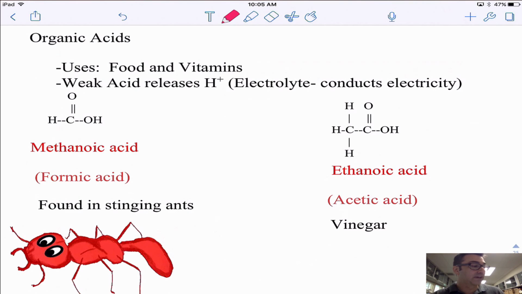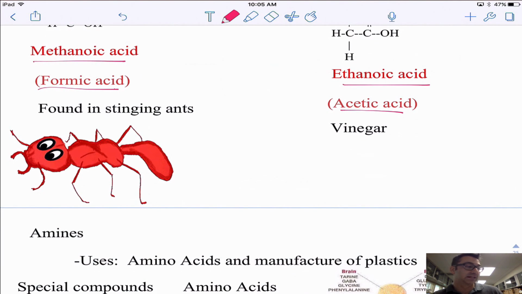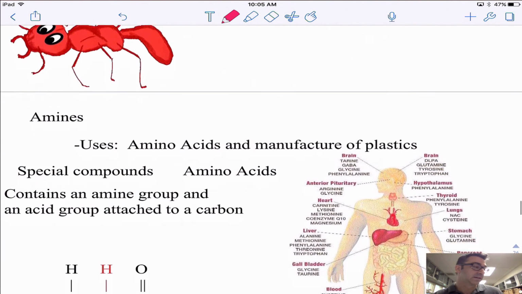Organic acids, vitamin C is a really common organic acid. They're weak acids, all these organic acids. Some interesting facts about them. Ethanoic acid is the main ingredient in vinegar. It's also known as acetic acid, and methanoic acid, formerly or informally called formic acid, is found in stinging ants.